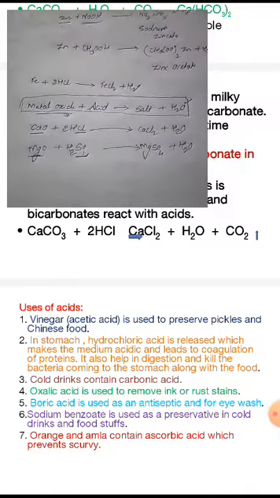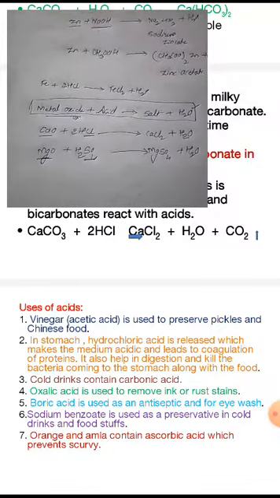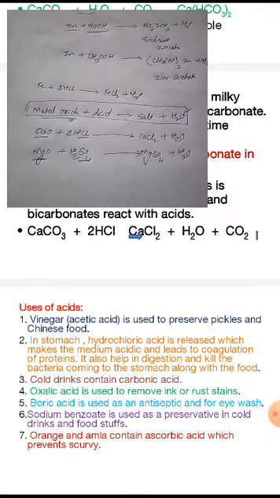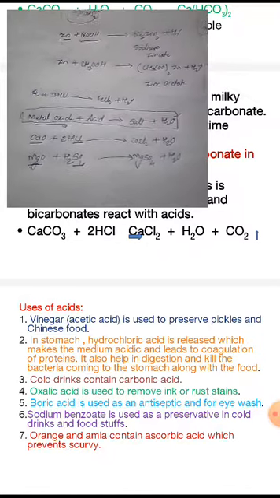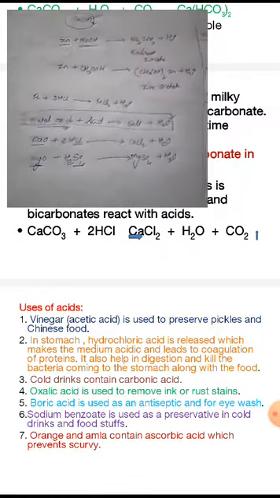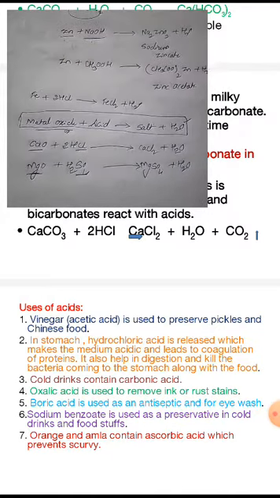Then orange and amla contain ascorbic acid, which prevents scurvy. You know the scurvy disease. Yes, no. So orange, again a citrus family, has vitamin C, which helps our body to prevent scurvy disease. It is about acids.